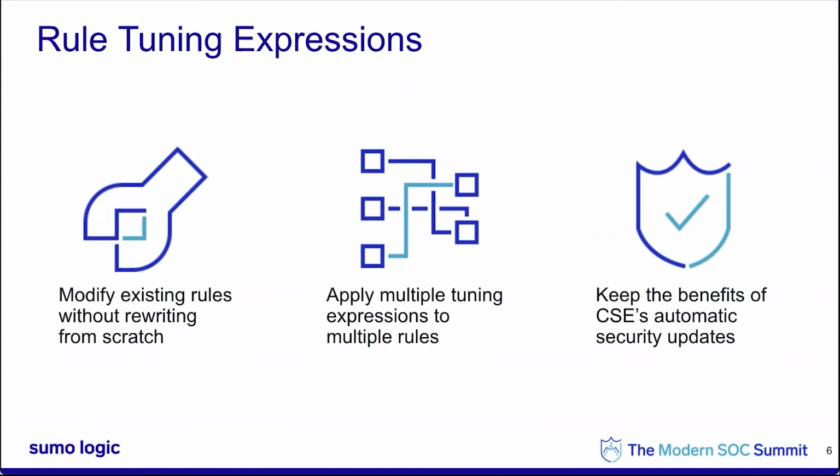So the question is, when would you use a rule tuning expression? You have a new data source and you want your rules to detect it. You have an exception to an existing rule. You want to add a higher severity score to an existing rule, or you want to ignore CSE out of the box rules. I'll go ahead and give people a few minutes to answer.